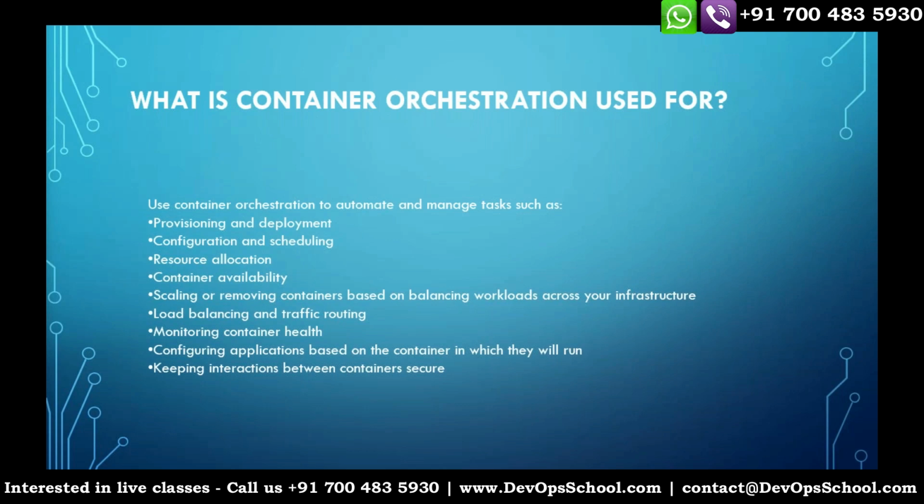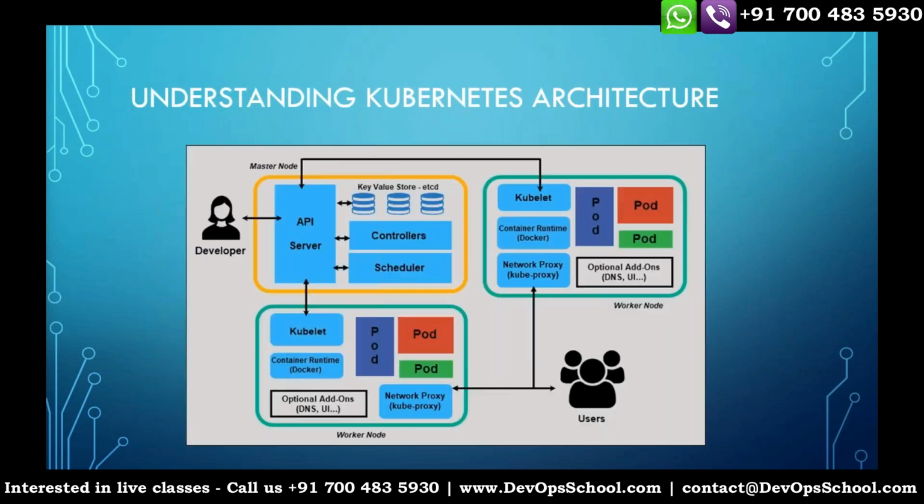Then there is load balancing and traffic routing. You can implement different types of load balancers in your Kubernetes or orchestration tool. Okay. So these are some features that container orchestration is used for. We have already understood what a container orchestration is. Now let's go ahead and understand what is Kubernetes.